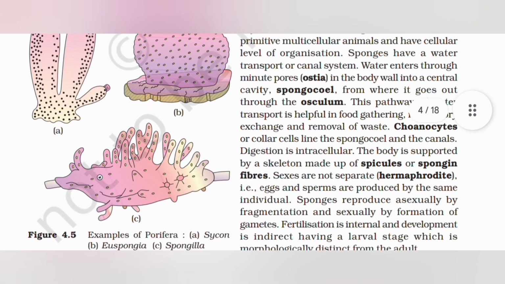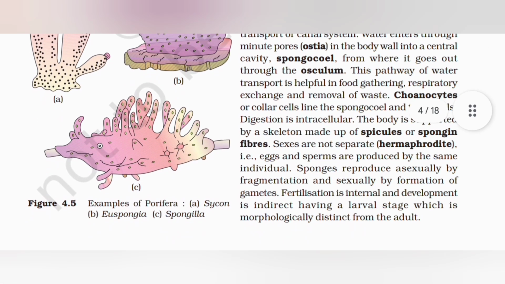Sexes are not separate. Sponges are hermaphrodite, that is, eggs and sperms are produced by the same individual. Sponges reproduce asexually by fragmentation and sexually by formation of gametes. Fertilization is internal and development is indirect, having a larval stage which is morphologically distinct from the adult.